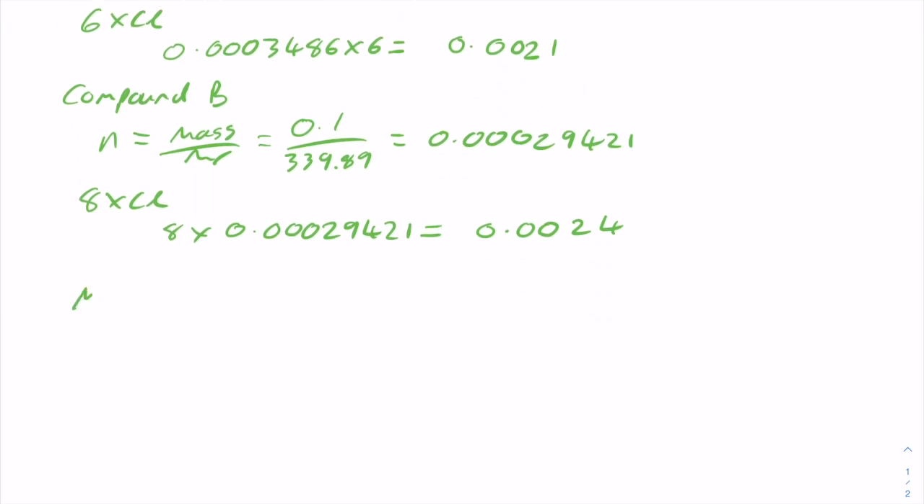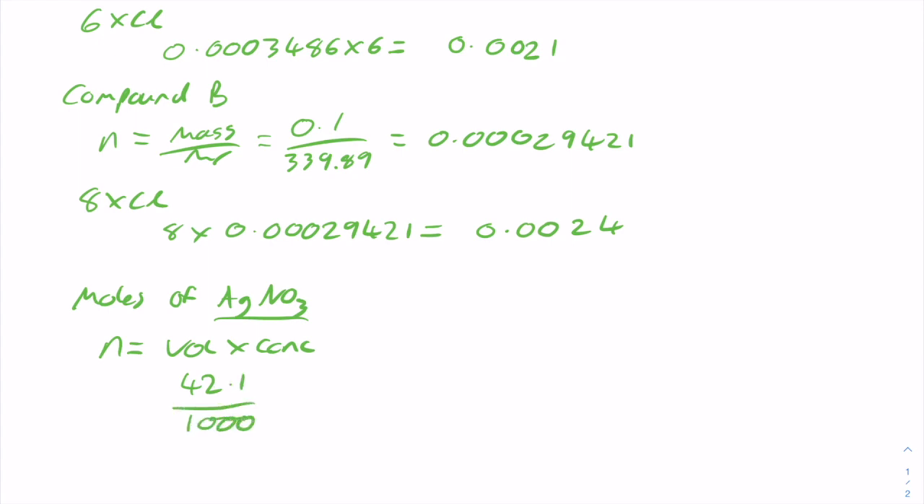So the next thing I need to do is work out how many moles of silver nitrate I had. So moles of AgNO3 will be number of moles equals volume times concentration, and I've got a volume of 42.1. Remember to divide that by 1,000 because it's in cm³, and it wants to be in dm³, and I've got a concentration of 0.05, and that will give me a number of moles of 0.0021. So we can see that the number of moles here equals the number of moles of chloride ions in compound A that we thought we'd have, so we can confirm that this is compound A.